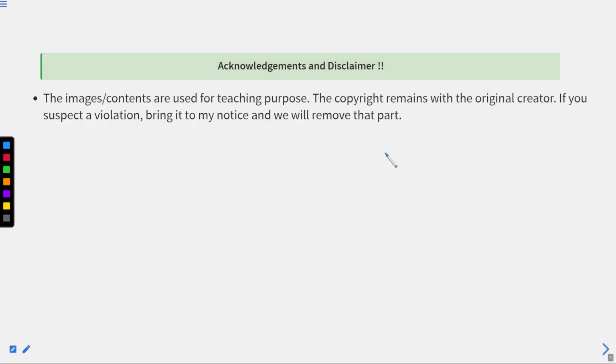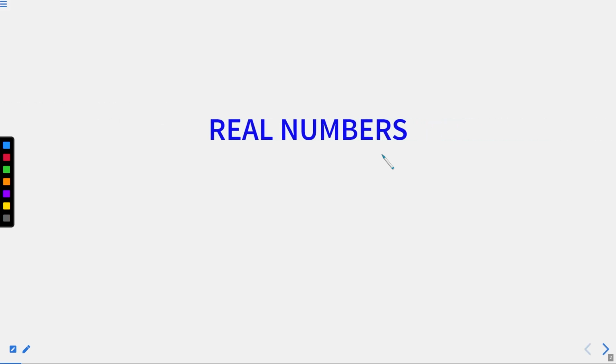Hello students, welcome back to this lecture, One Real Numbers. In this lecture, basically we will discuss that root 2, root 3 are irrational numbers. Root 5 is an irrational number, and in general, root p is an irrational number. Okay, so let's get started.